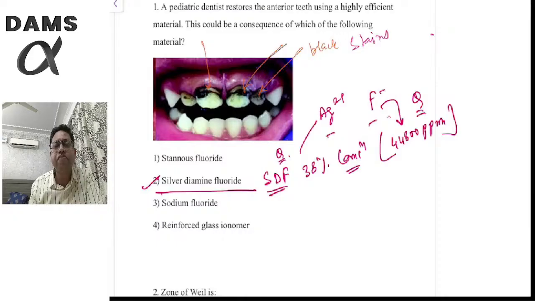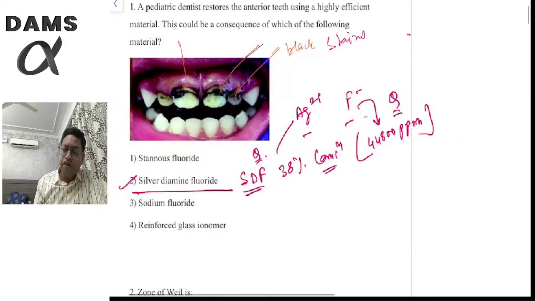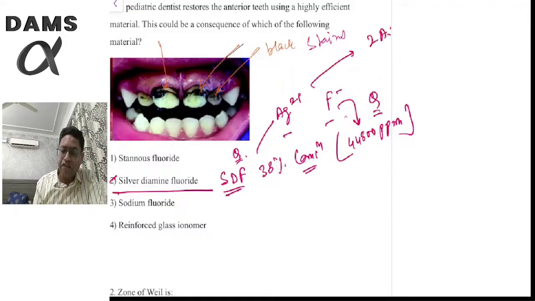Now, this silver diamine fluoride is a single solution that is used for basically two purposes. First purpose is arrestation of the carious lesions. Whatever caries is there, it is excavated and the lesion is filled with that material. And second, it is anti-hypersensitive. So it has two actions on the lesion.